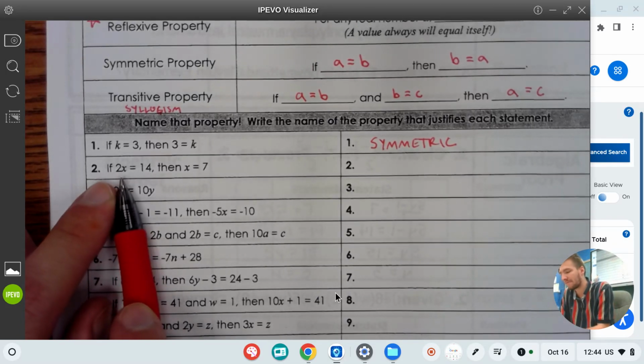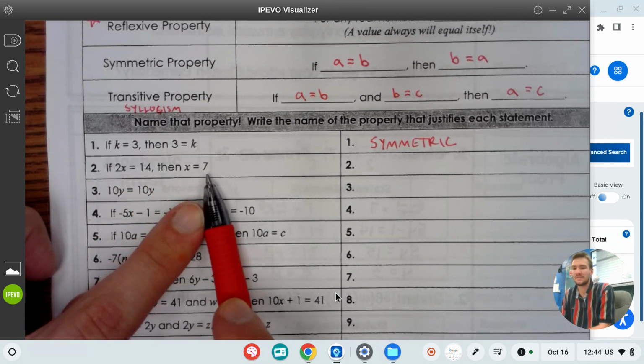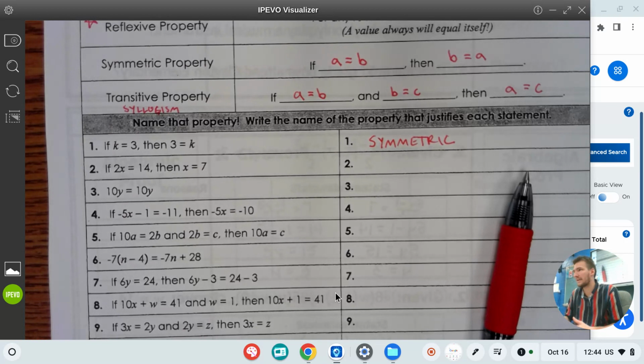Now number 2 is one that we should be more comfortable with. How did we go from 2x equals 14 to x equals 7? We made some progress. Numbers actually changed. What did we do? Did we add things to both sides, subtract things on both sides? What were we up to?